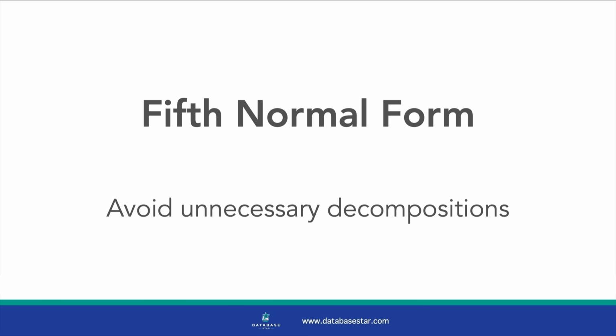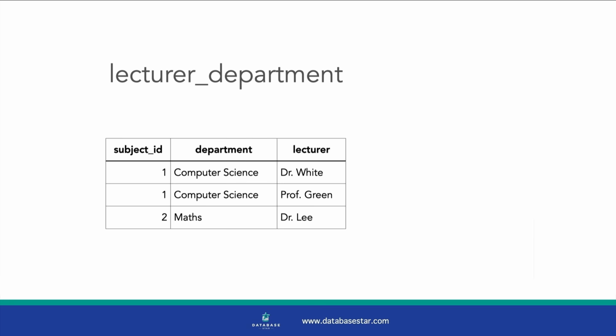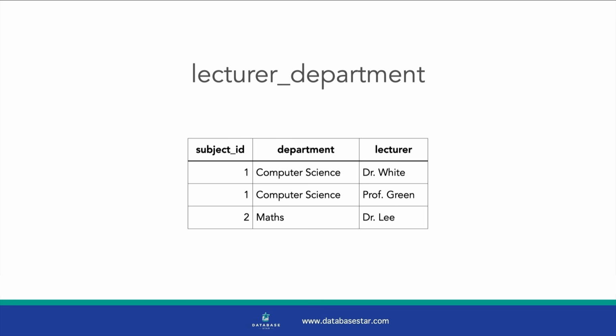Fifth normal form is about avoiding unnecessary decompositions. Sometimes a table looks fine at fourth normal form, but still allows data inconsistencies if you try to represent multiple relationships in one place. Here's an example. Suppose we want to track which lecturers teach which subjects in what departments. This might seem okay at first glance, but this table actually stores three independent facts.